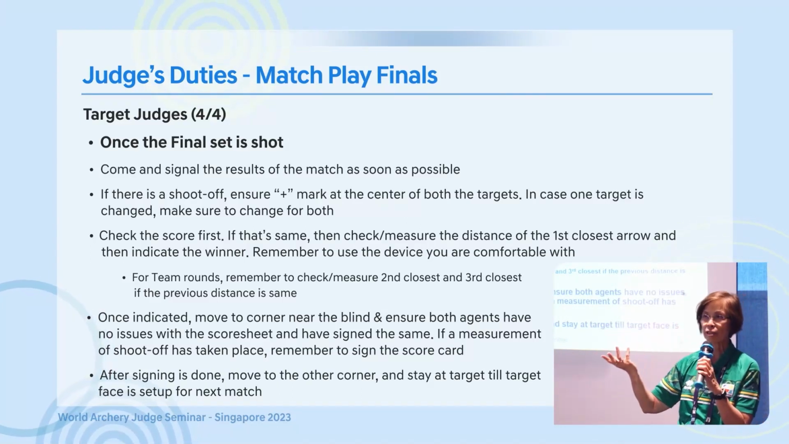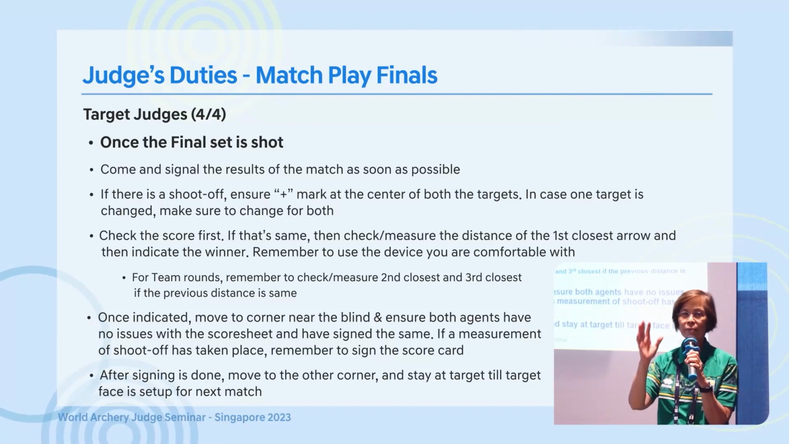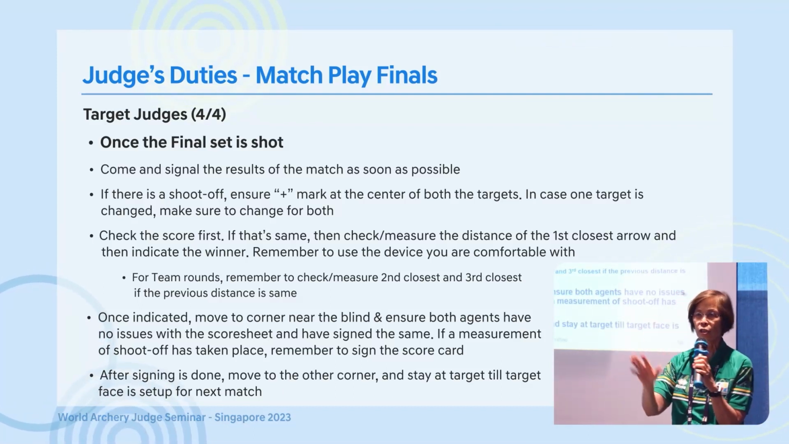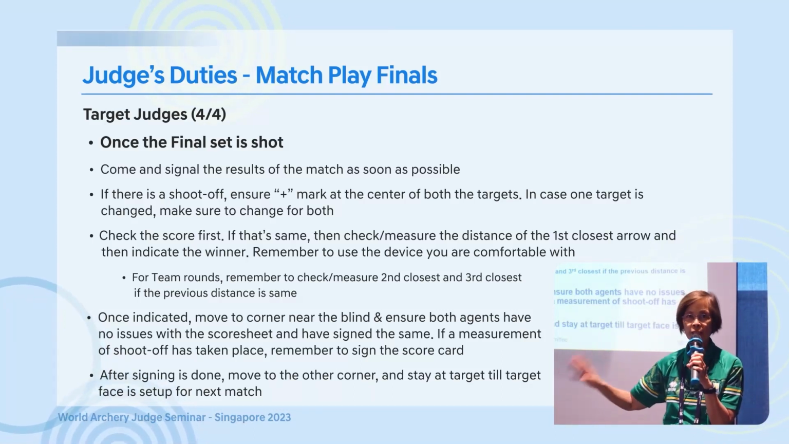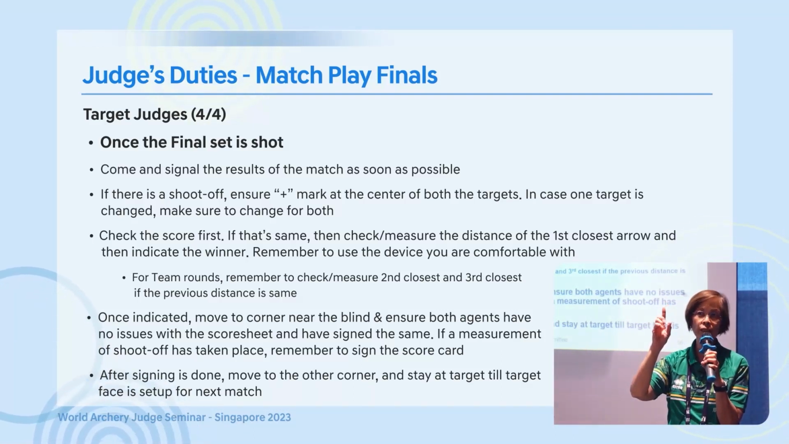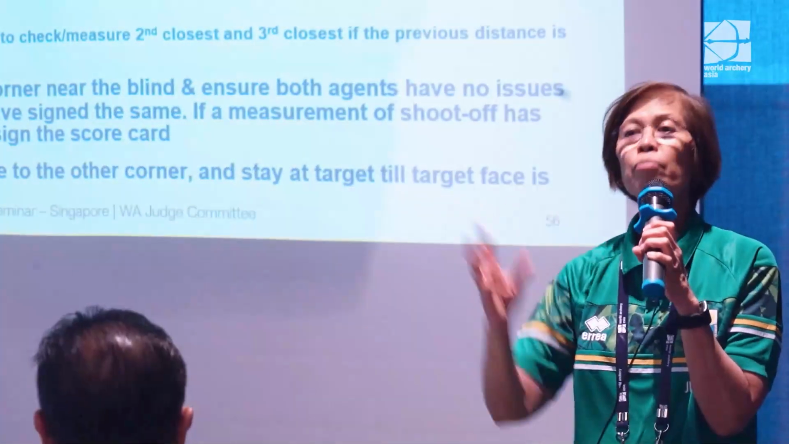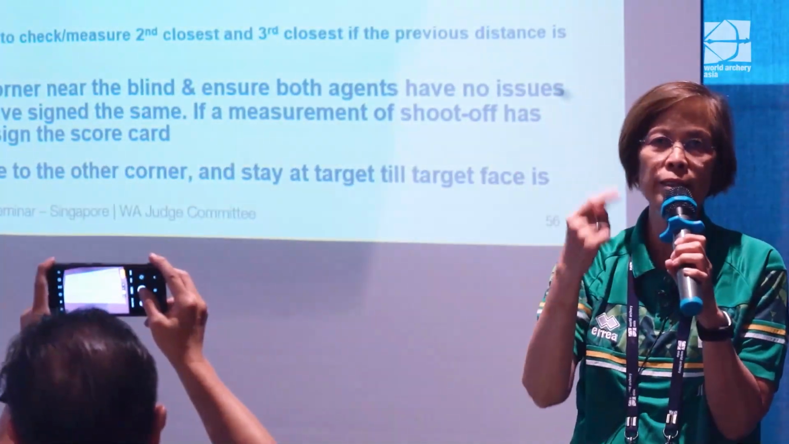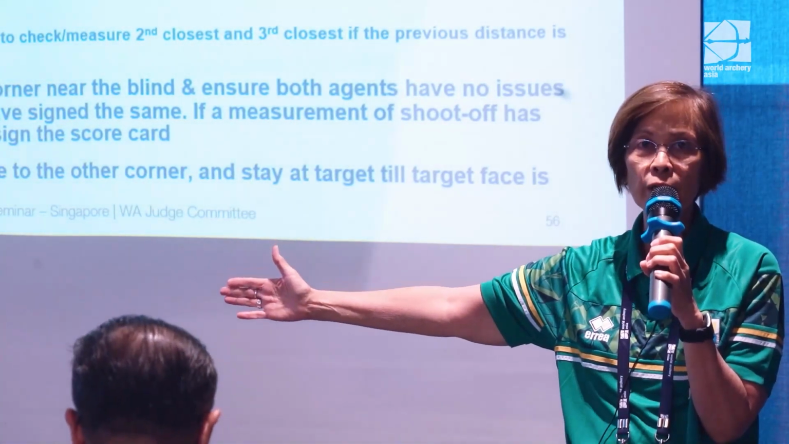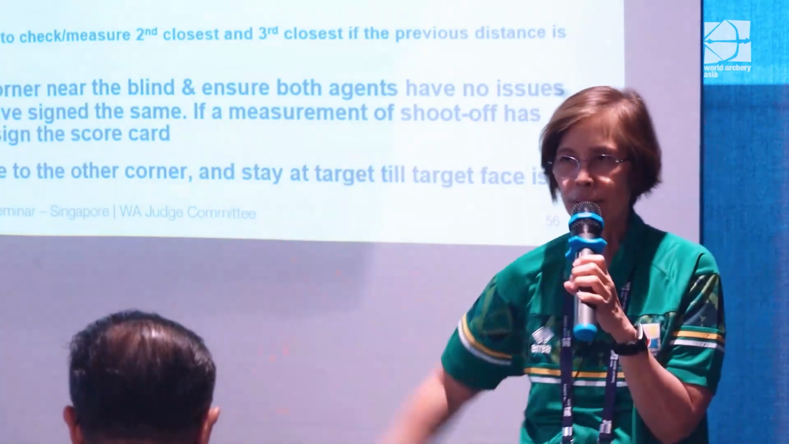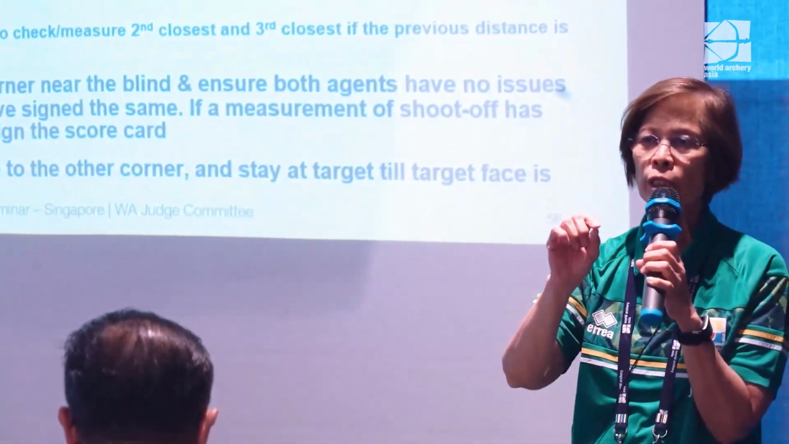All right, once the last arrow for the final set is shot, come and signal the results of the match as soon as possible. Again, I'm saying that you don't need to rush. You need to make sure that what you signal is correct. Accuracy is now more important than faster, faster. Before, so many mistakes happened because of that. The wrong signal was given. Anyway, this is a good development.